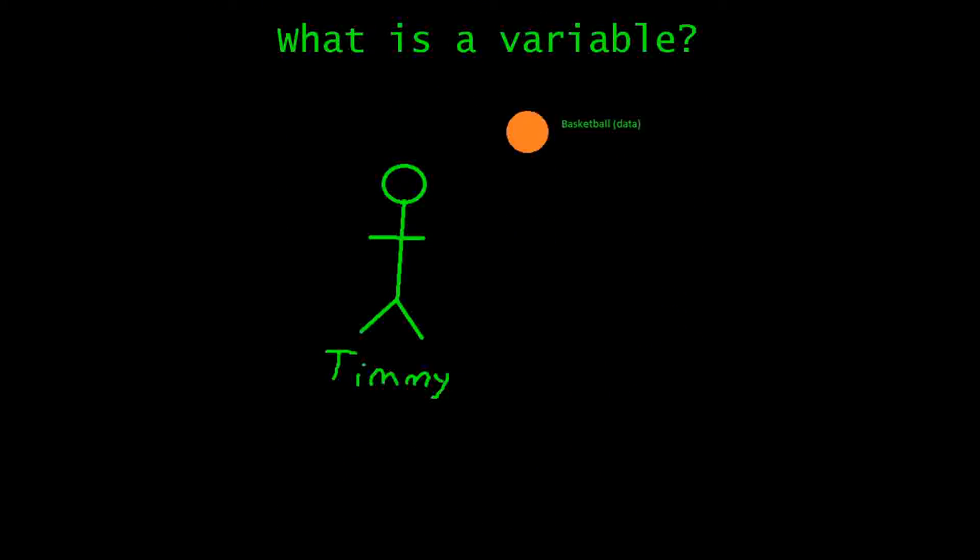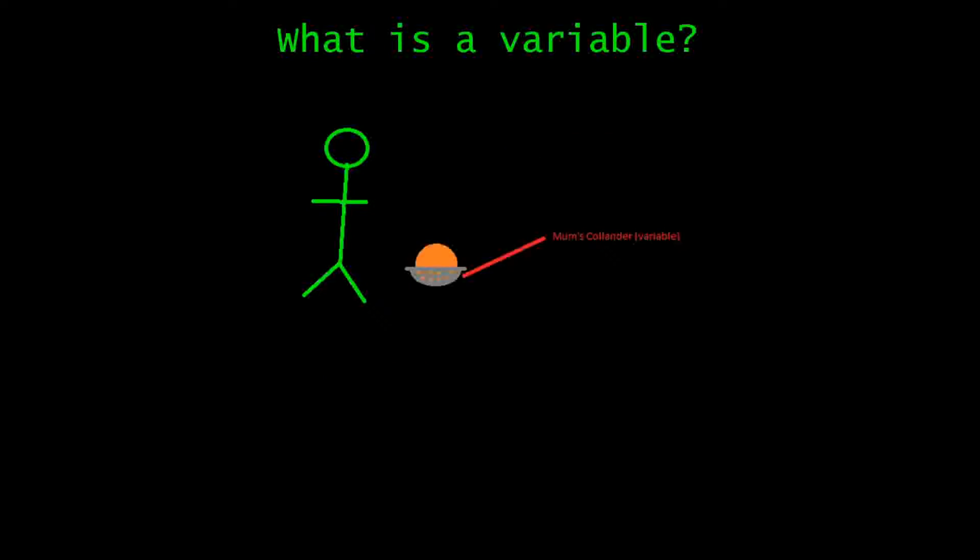This is Timmy. Timmy wants to keep the basketball, made of data, that is falling to the ground in front of him. Unfortunately for Timmy, I have zero artistic abilities, and therefore he is a stick figure with no hands and can't just catch the basketball himself. He needs something to catch the basketball, otherwise it will just bounce away and he will never see it again. Timmy needs a container, or a variable.